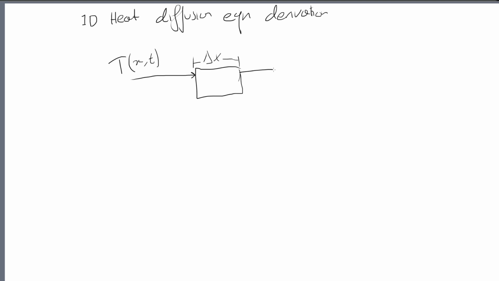And the temperature out, I think you'll agree, is going to be the temperature which came in plus some change in the temperature. We can write this change term as the way that the temperature changes in x, or the gradient, which represents the change in temperature with the change in x, multiplied by the change in x. So you'll see that these x's would cancel and you'd be back to this delta T term.